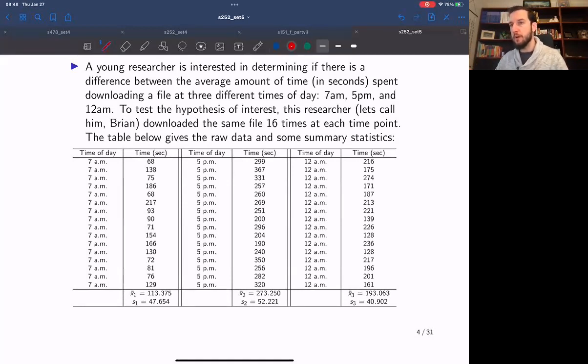So we have 3 treatment groups, which are time of day: 7 a.m., 5 p.m., and midnight. For each of the different times of day, the same file was downloaded 16 times. The time to download the file in seconds is given, so we have 16 different times representing how long it took to download the file. At the bottom of each column of time, you have the summary statistics X bar and S, the sample mean and the sample standard deviation for each set of download times. Okay. Any questions?